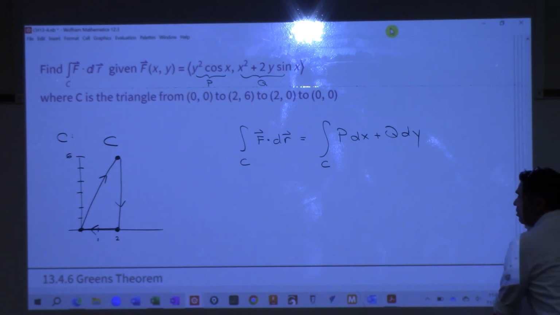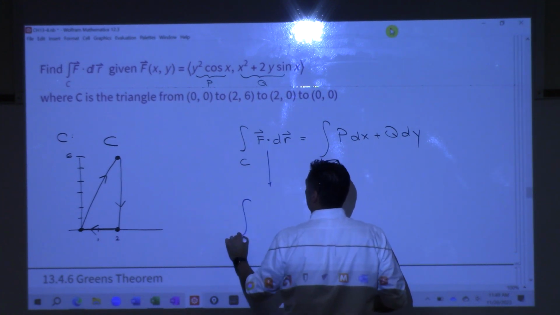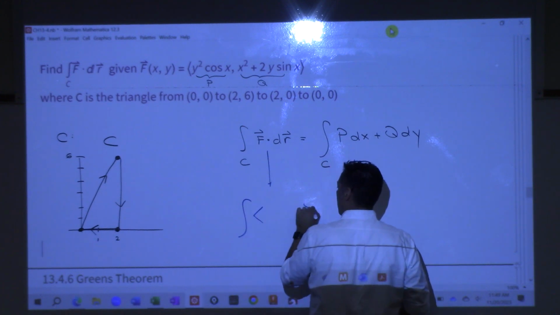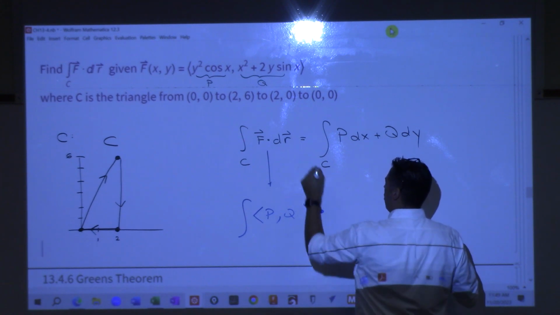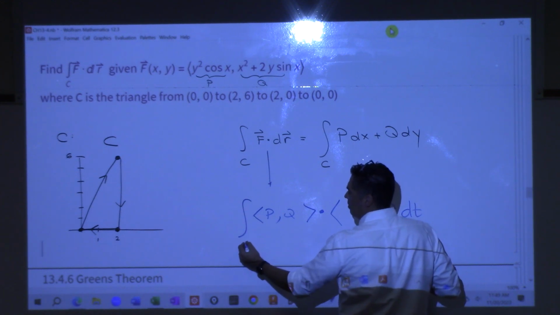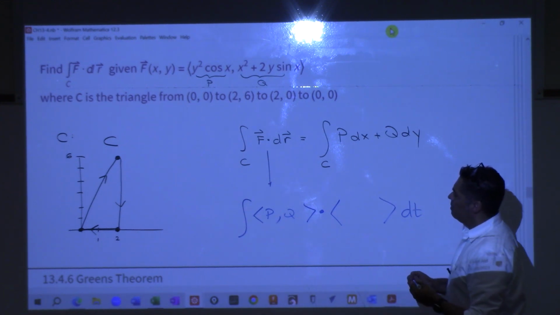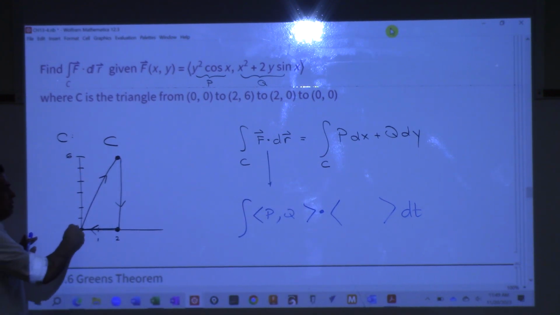I want us to appreciate for a second what this really means. This really means that we're going to do this integral. We have to take the field F, which is P, Q, and dot that with dr, which is another vector, dt. This will be our limits. But we would have to find the path. The only way to do that would be to break it up into 3 paths: line segment, line segment, line segment. We don't want to do 3 line segments, do we? But that's what we would have to do if we didn't have Green's theorem.